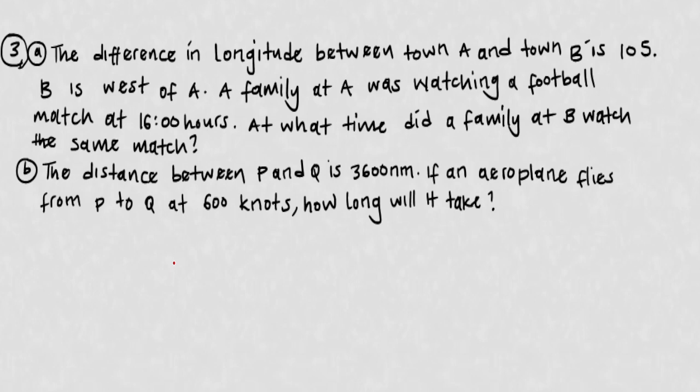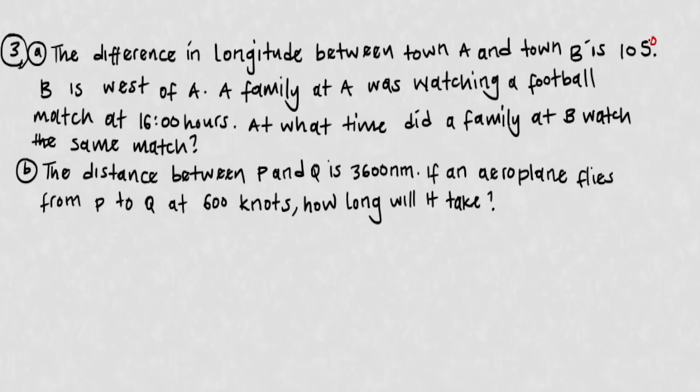Now the question reads, the difference in longitude between town A and town B is 105. So this 105 should be a degree, so it should be 105 degrees. B is west of A. Then we are saying a family at A was watching a football match at 16 hours. At what time did a family at B watch the same match?